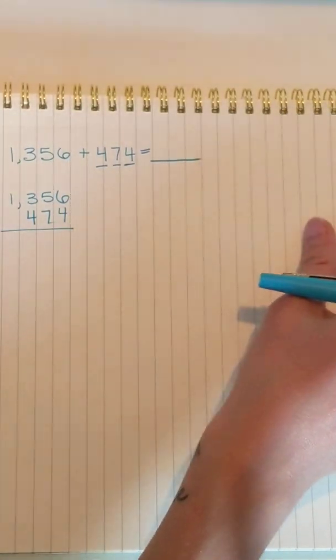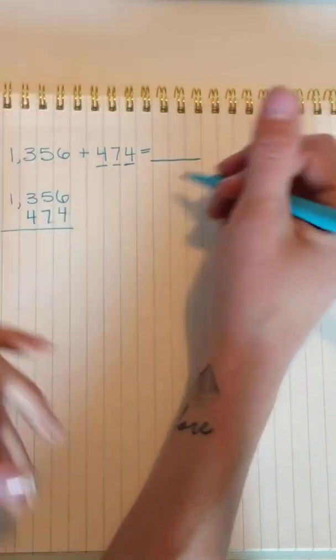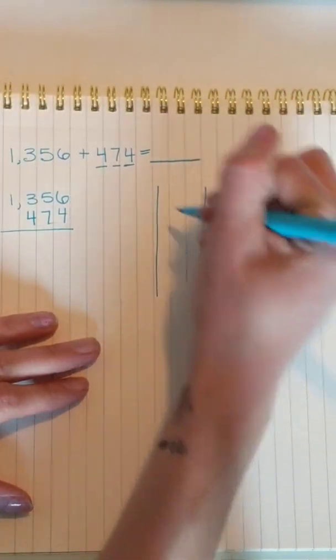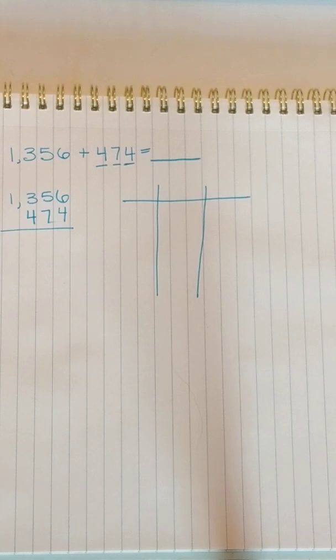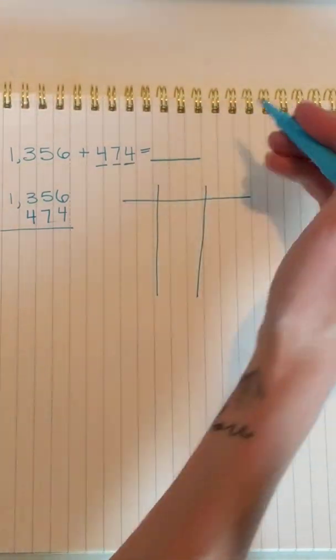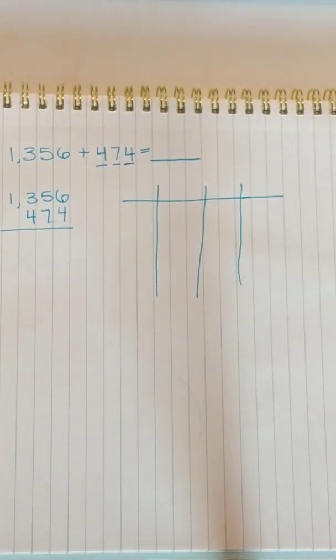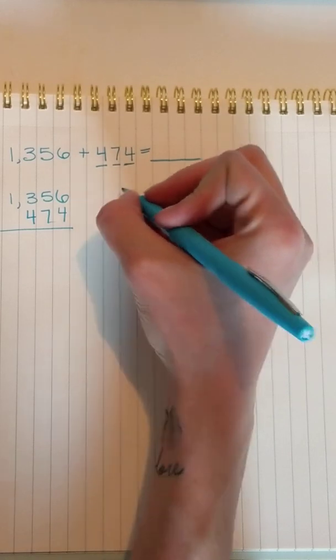Okay, I go 6 plus 4. Okay, I'm going to do this in my chart as well. Oh no, that chart is not big enough, is it? Because I only have 1, 2, 3 places, and we've talked about this before. We're going to add another line going up and down so we can have our thousands.